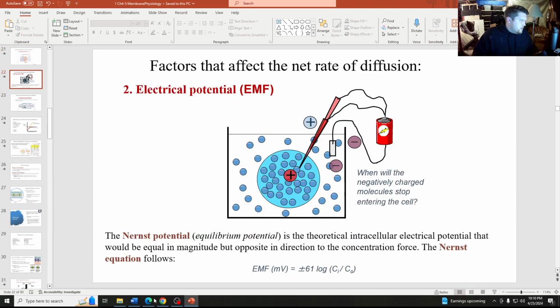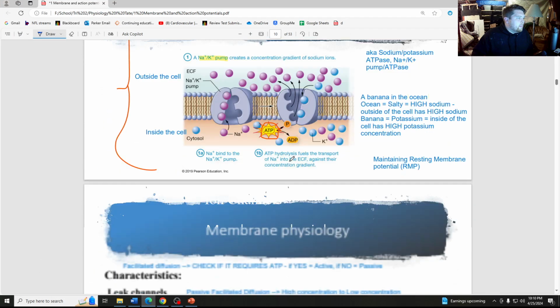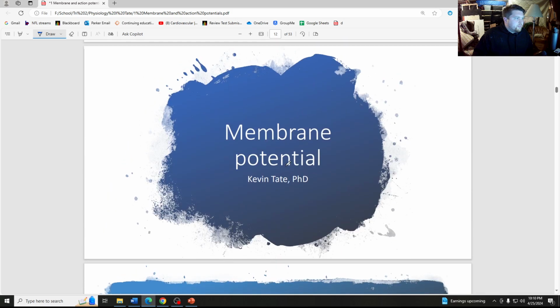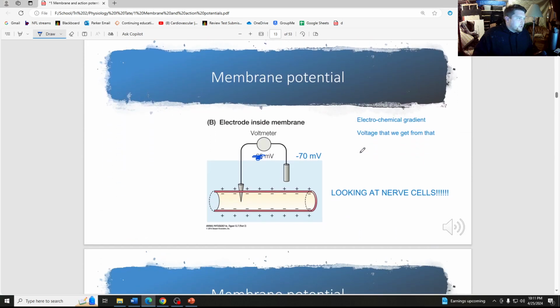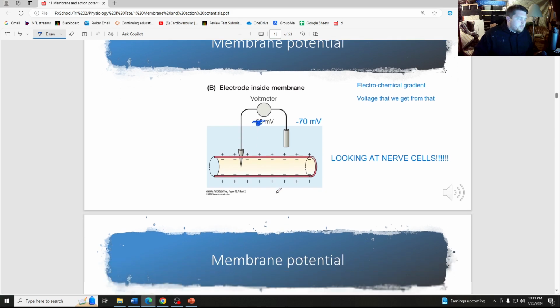So we have what's called that membrane potential, right? Membrane potential is that difference in electricity. We can measure that. We talk about how it's positive on the outside, more negative on the inside because of that negative from those proteins.